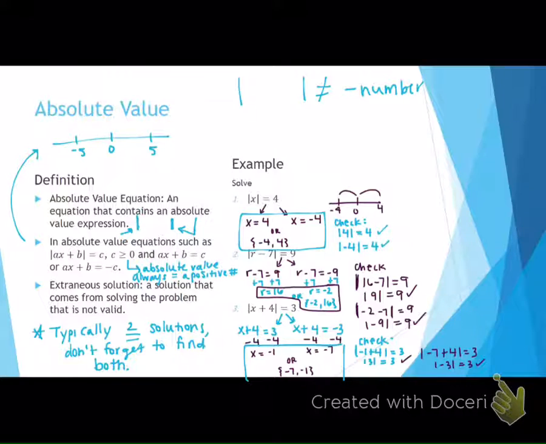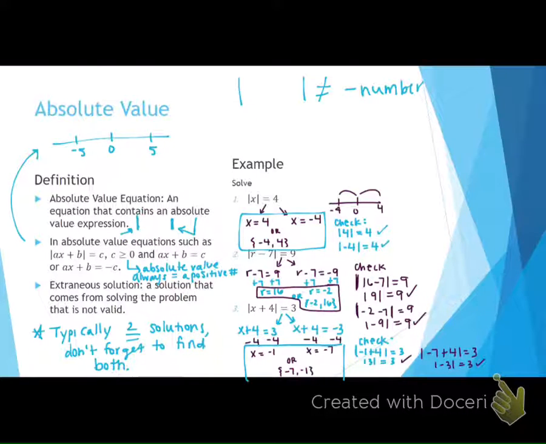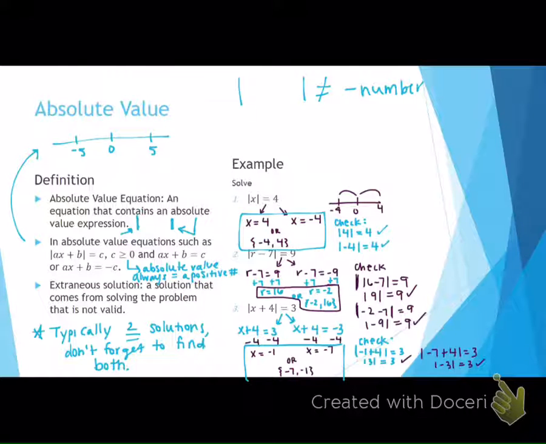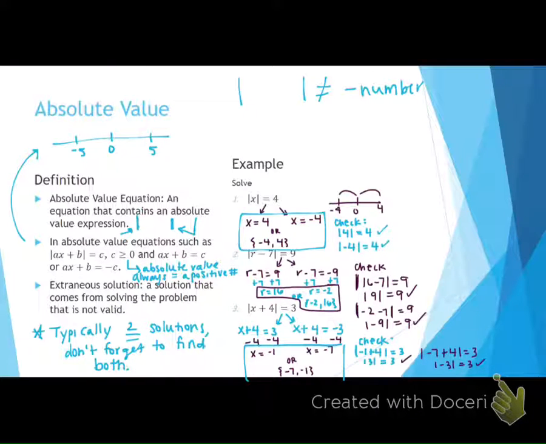Yes? Wait, so wouldn't this be negative instead of a positive? Well, when you take, you have to put the absolute value bars around it. You have to go back to the original to plug it back into it, and there's absolute value bars around it. So it would have absolute value bars around negative 7 plus 4. And when you take the absolute value, it's always positive.